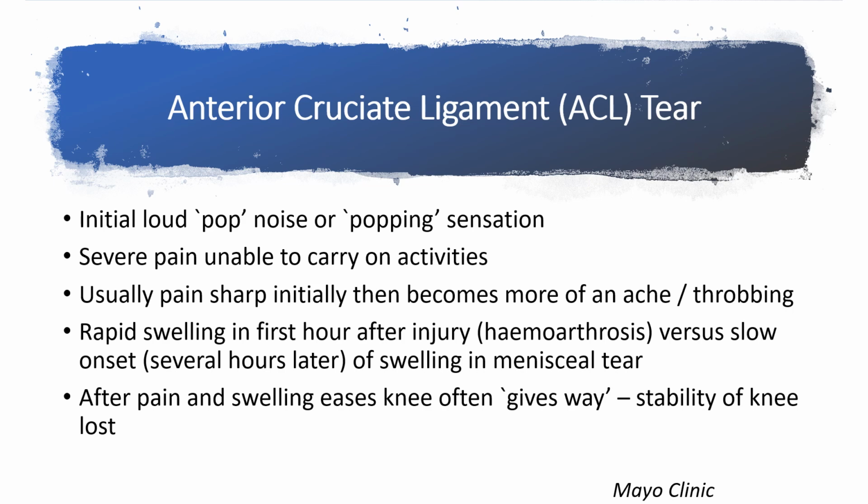Versus rapid swelling, slow swelling that happens hours after an event or a trauma is more likely to be a meniscal tear. After the pain and swelling ease after several days, and when the patient starts walking on the knee again, they may notice that it gives way. The stability of the knee has been lost, because the anterior and posterior cruciates give stability to the knee and hold the knee together.